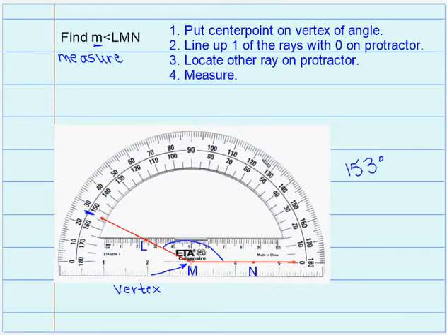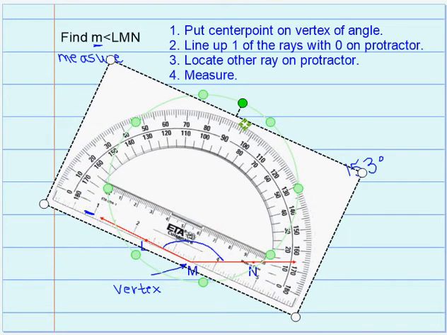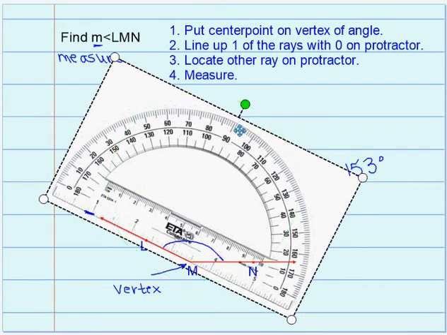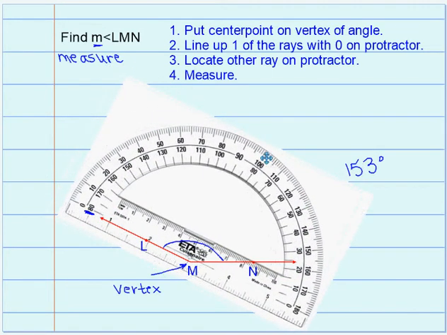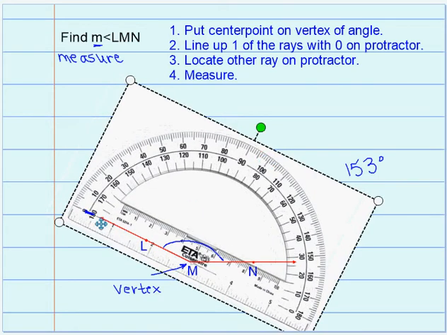The other thing that might happen is if your angle is at a weird angle, you can, like I said, just pick up your protractor and spin it around, because we could do the same on this side. Let's see if I can line it up. Okay, so I could go this way and put that center point on the vertex and line up this point with 0, and then go around on the outside now, between 150 and 160, 153.